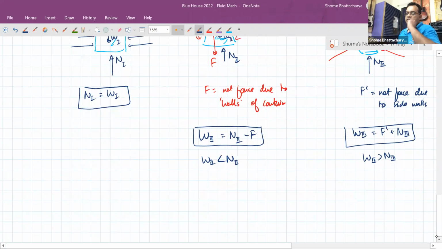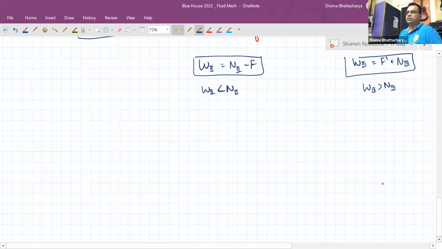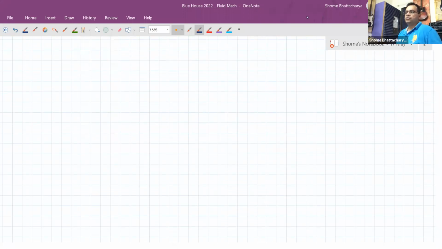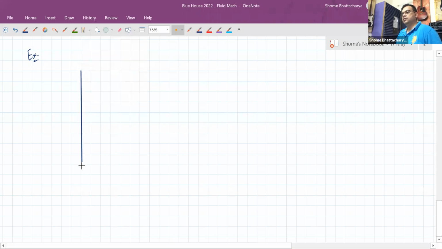So there are a couple of interesting questions in H.C. Verma which are based on numerical calculation based on this concept. Okay, so we'll be trying them out and they'll be pretty easy to work out. Okay, now next let's look at an example with an application of the Pascal's law kind of principle.